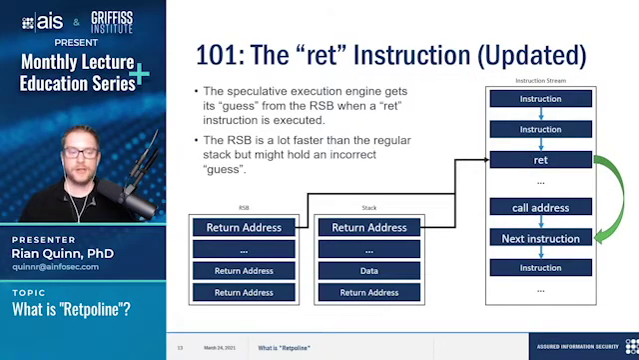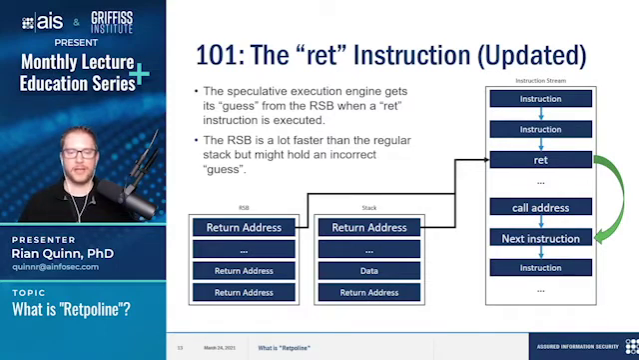Then when a return instruction is executed, the return instruction has to go through this pipeline, so it's got several different steps. As soon as the CPU knows it's dealing with a return instruction, it pops the return address off of the RSB and uses that to speculatively determine, or guess, where it's supposed to go next.